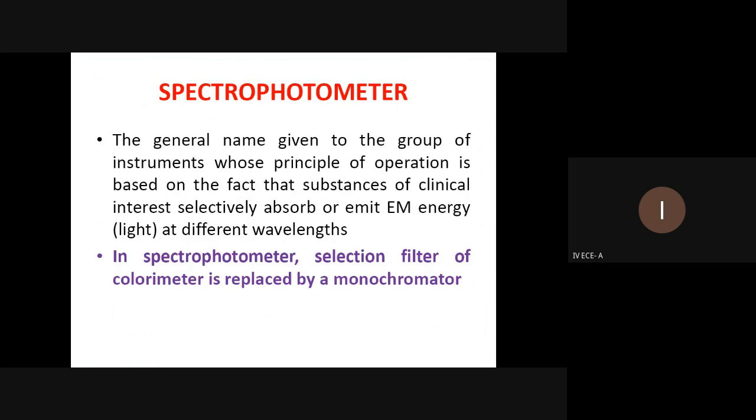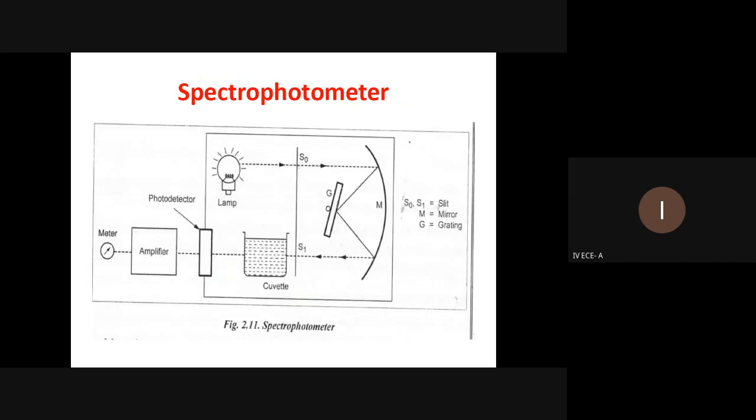Then followed by the spectrophotometer, the general name given to the group of instruments whose principle of operation is based on the fact that a substance of clinical interest selectively absorbs or emits electromagnetic energy at different wavelengths. In a spectrophotometer, the selection filter of the colorimeter is replaced by a monochromator. So this is the setup of a spectrophotometer, which measures light beam intensity as a function of its color.